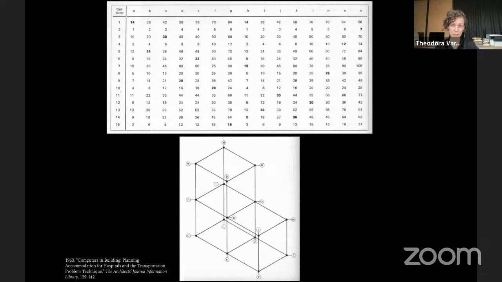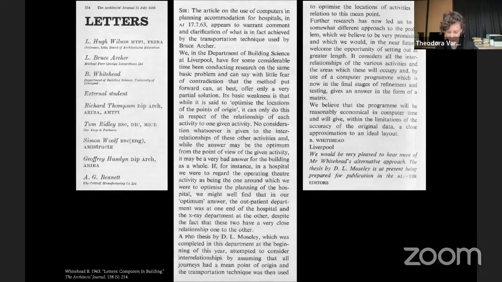The Archer and Ferranti demonstration had quite a bit of impact. It invited reactions and letters from various architects and building scientists, among which was also a letter to the editor from B. Whitehead, who was a lecturer in the Department of Building Science at the University of Liverpool. In a letter to the journal, Whitehead criticized Archer's method for being indifferent to the intricate interrelation between all the different activities that make up a hospital. This risked absurd and untrustworthy outputs, such as optimizing the outpatient department, the X-ray department, in relation to the operating theater only, and placing them at the opposite ends of the hospital despite their close functional interrelationship.